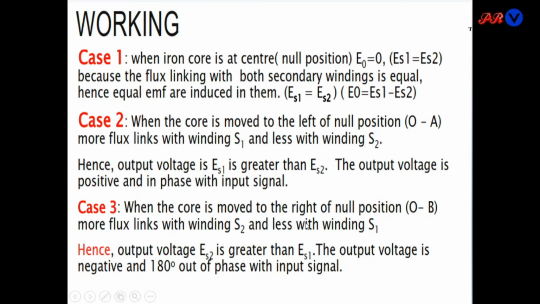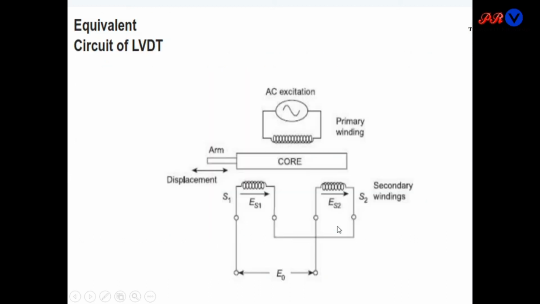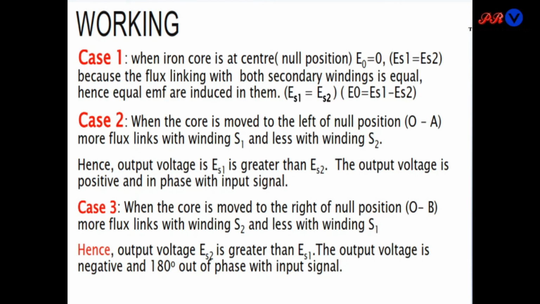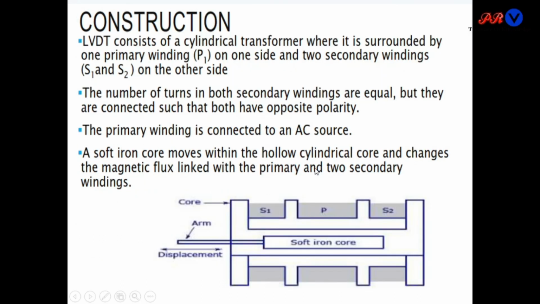When the core is moved to the right, more flux is linked with this winding, so the voltage at this side is greater than at this side, meaning ES2 is greater than ES1. So we will have negative voltage here. The output voltage is negative and 180 degrees out of phase with input signals. So in this way it will provide differential output when we move the soft iron core from left to right.